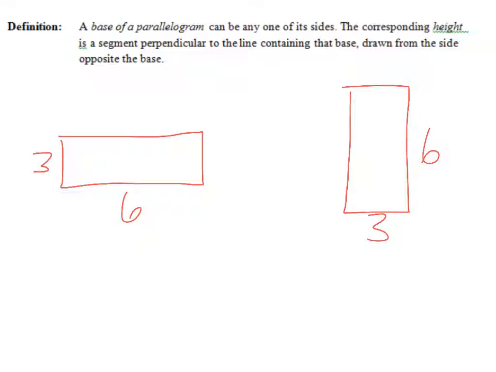By definition, a base of a parallelogram can be any one of its sides. The corresponding height is a segment perpendicular to the line containing that base, drawn from the side opposite of the base. So here we've got two different rectangles that have the same lengths. One, I have chosen 6 to be the base and 3 to be the height. And this other one, we've turned the rectangle on its side, and now 3 is the base and 6 is the height. Now this is the exact same rectangle, but again, I have chosen a different side to be the base, and if I found the area of each, I would still get the same answer of 18.